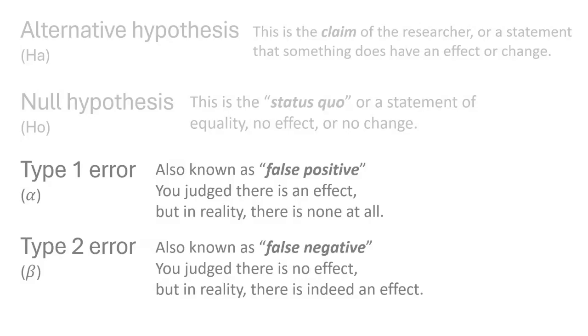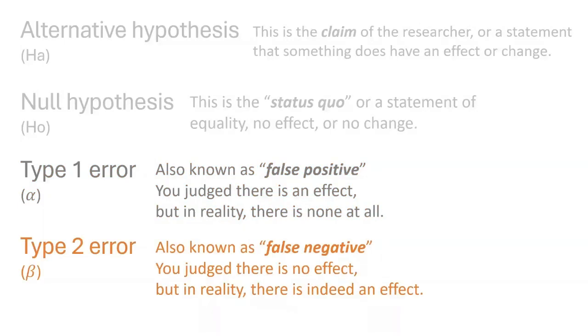Now, hypothesis test is not a true or false game. Our conclusion may be right, hopefully, or there would be unfortunate times our conclusion is wrong. In this case, there is always a possibility of error. There are two kinds of errors, type 1 and type 2. Type 1 error is when we judge there is an effect, but in reality, there really is no effect at all. This is called a false positive.